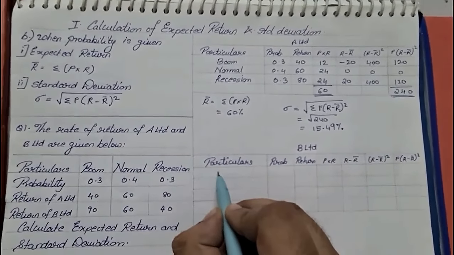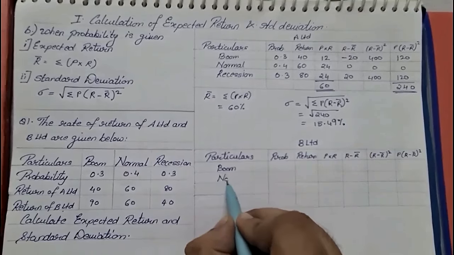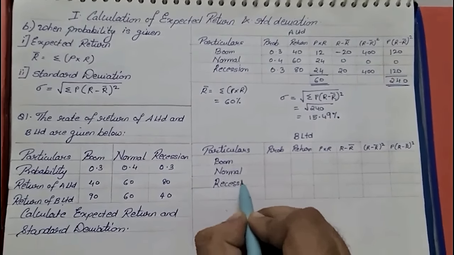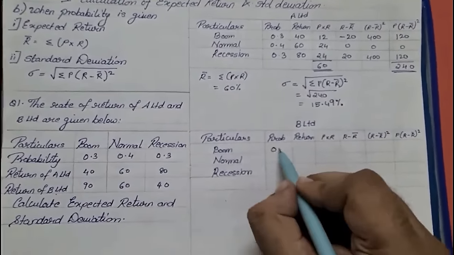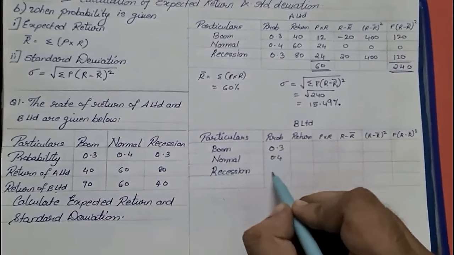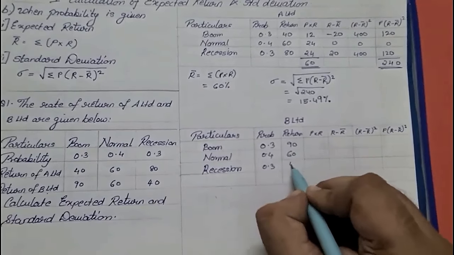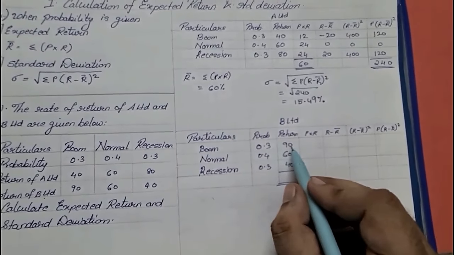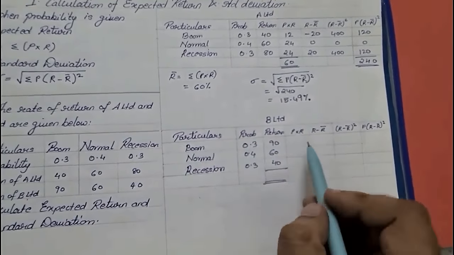Now again in particulars we have three conditions. So we have the boom condition, we have the normal condition, and we have the recession. Now the probability given here are again 0.3, 0.4 and 0.3. The returns are 90, 60 and 40. So we will add up that. Okay, returns actually we don't need to add up. We will multiply first and then we will add up.